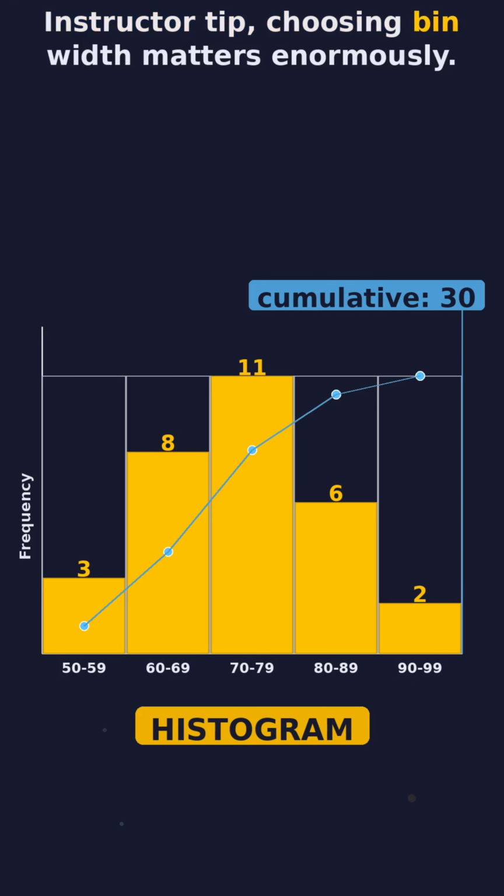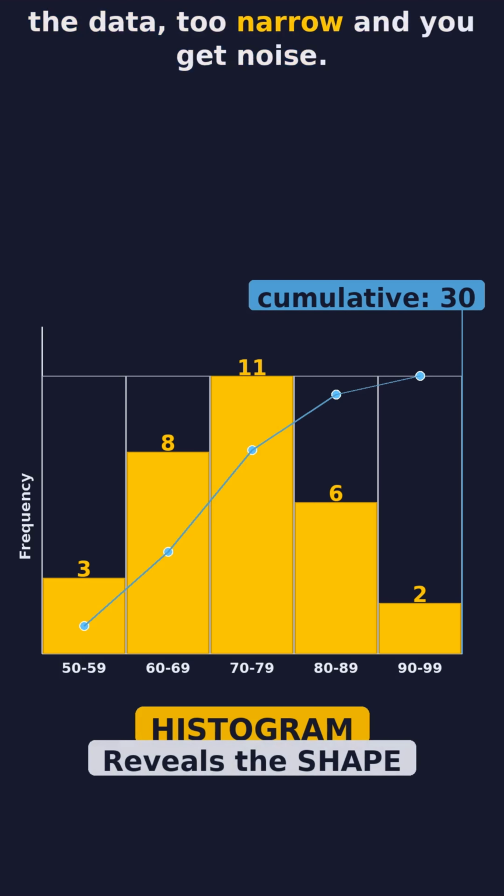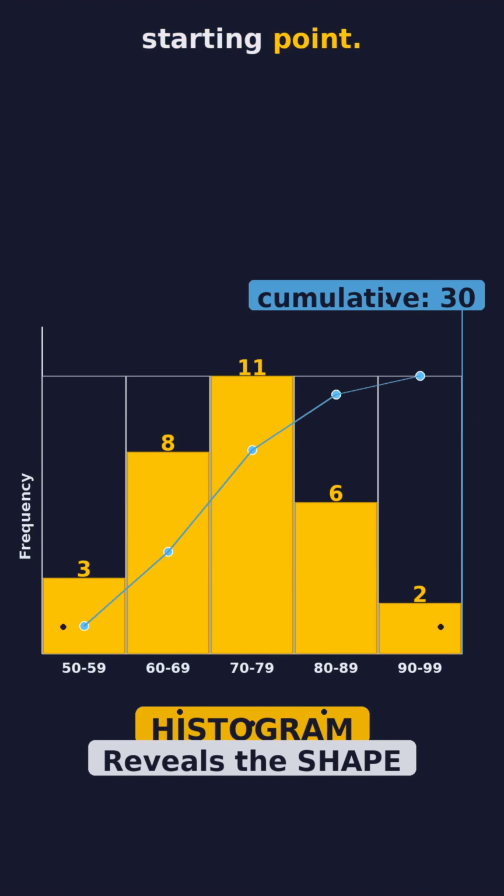Instructor tip: choosing bin width matters enormously. Too wide and you hide the shape of the data. Too narrow and you get noise. Aim for 5 to 10 classes as a starting point.